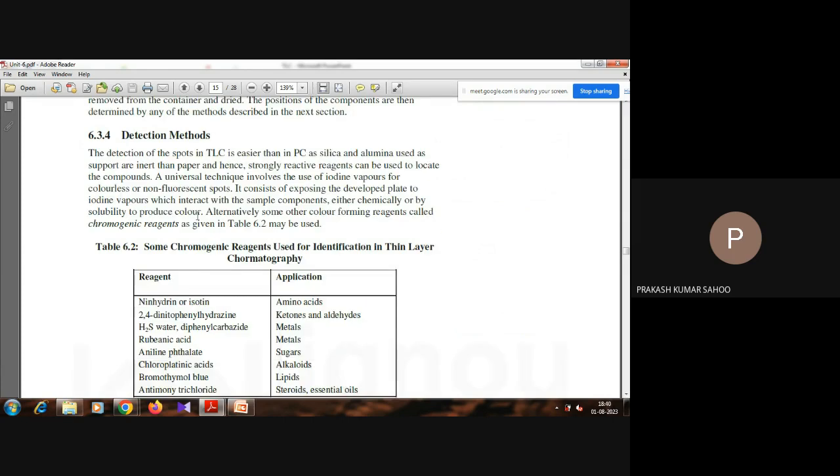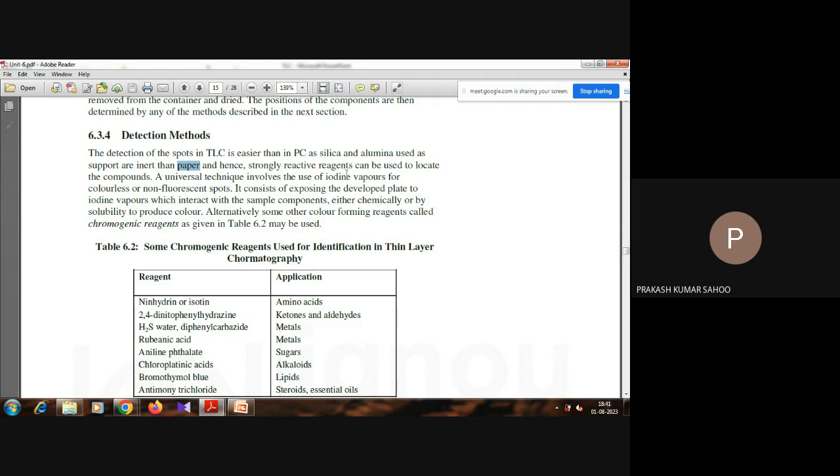Okay, and this is the detection method: how to detect what type of components you have. The detection of spots in TLC is very much easier than paper chromatography, as silica gel and alumina used as support are more inert than paper, and hence this is very much inert. But in cellulose paper there are water molecules bound to the cellulose paper. That's why TLC is a much easier and more convenient process than paper chromatography.